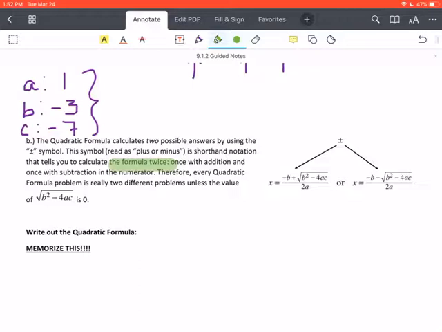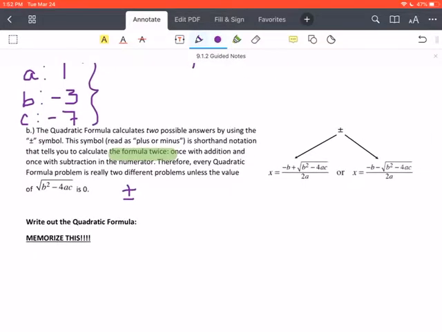Okay, so if you see that b squared minus 4ac after you take the square root is 0, we've established in the warm-up that plus or minus 0 really just results in 0. So that would represent just one solution because adding 0, subtracting 0 doesn't change the value.